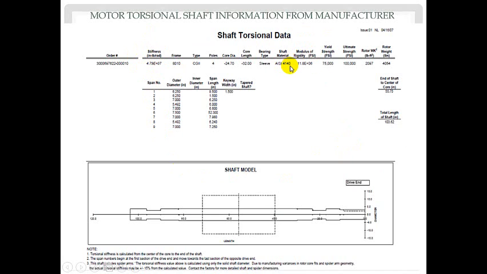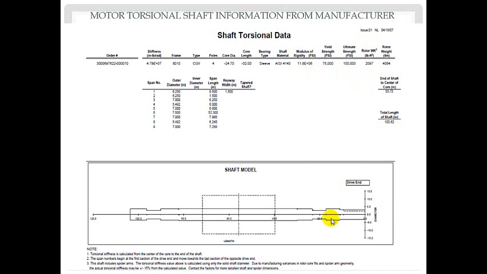In this case, this is an AISI 4140 shaft, and the modulus of rigidity or the shear modulus is 11.8 e to the sixth, and then it gives you yield strength and ultimate strength for your stress parameters, and then it also gives you your total inertia in pound-feet squared, and the total length of the shaft, which in this case is 103.62 inches.